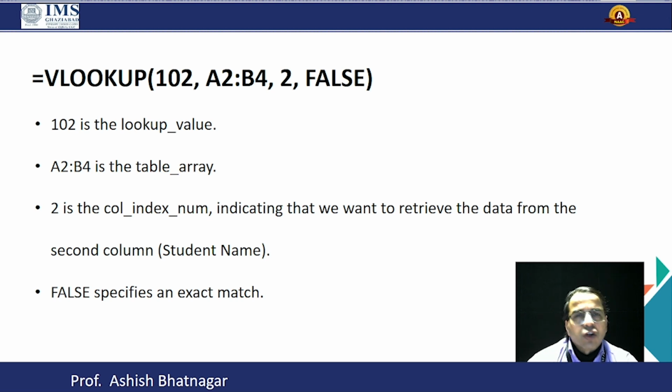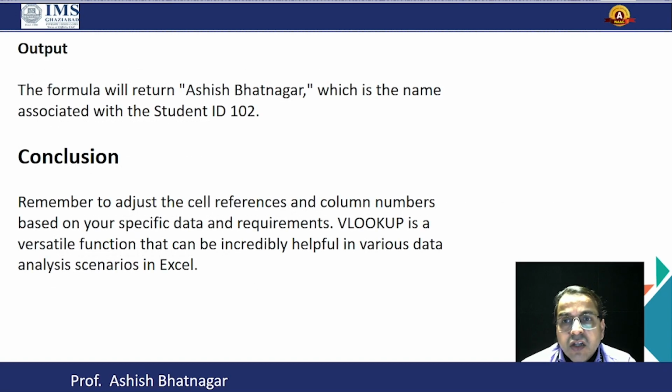If you omit this fourth argument, there will be no problem; the function will still be executed accordingly. The formula will return my name, Ashish Bhatnagar, because Ashish Bhatnagar has the ID 102, and it will be fetched through this particular function. The conclusion is that you must adjust the cell reference and column number based on your specific data requirement. This is a prerequisite whenever you define VLOOKUP. VLOOKUP is a versatile function that can be incredibly helpful in various data analysis scenarios in Excel.